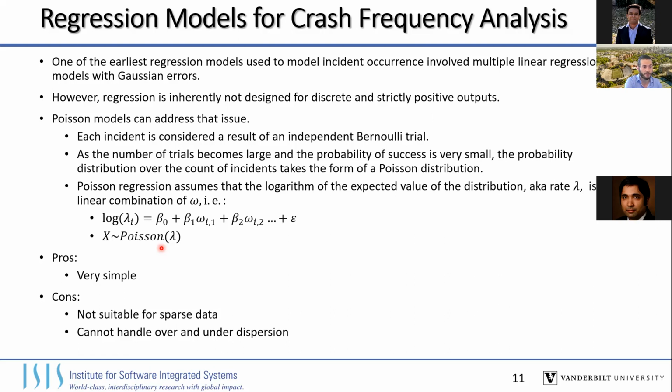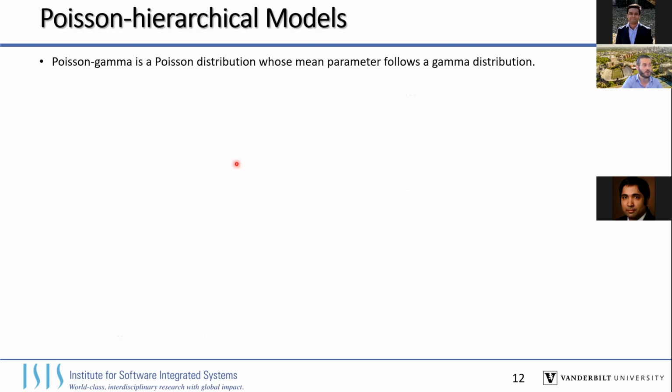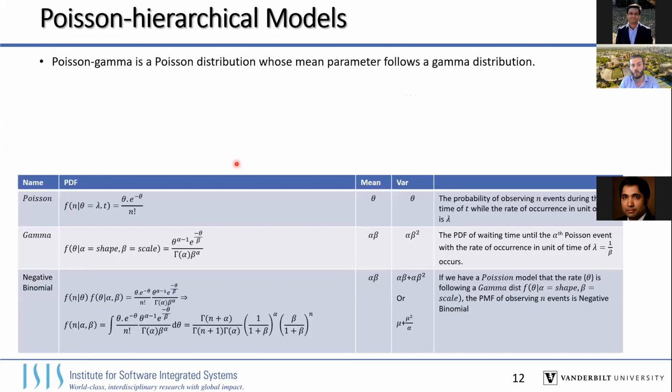To address this problem, different types of Poisson models were introduced. One of them is the Poisson gamma distribution, where the main idea is that the rate for the Poisson follows a gamma distribution. So for example, here in the first line, you see the formulation for a Poisson model. Some people use lambda, some people use theta, which is lambda times t, and t is the time range of interest.